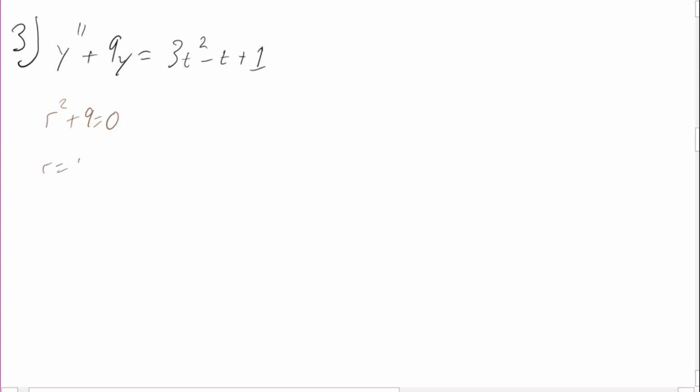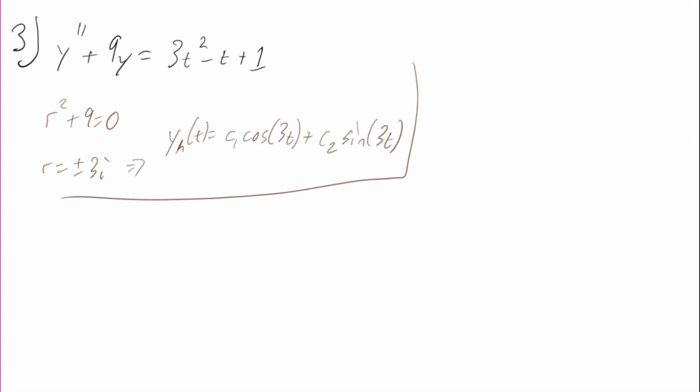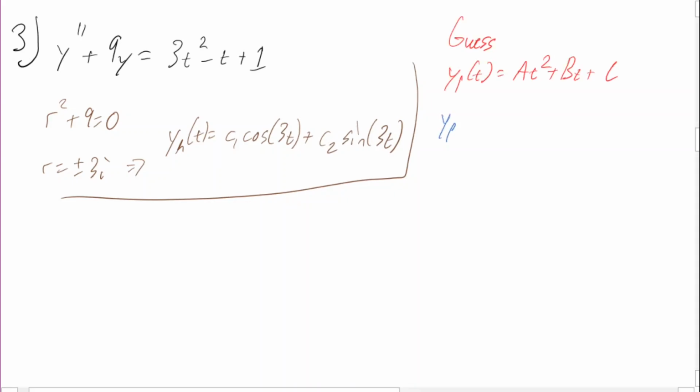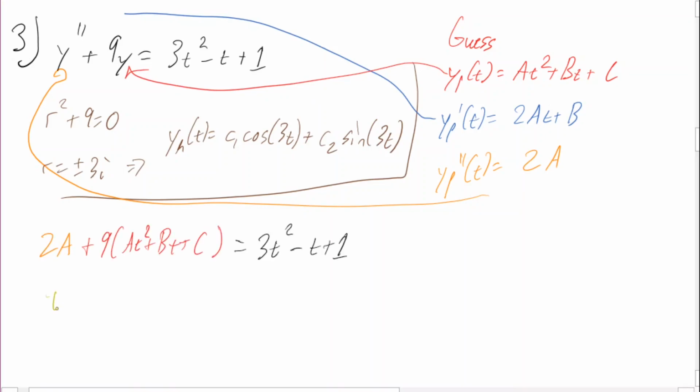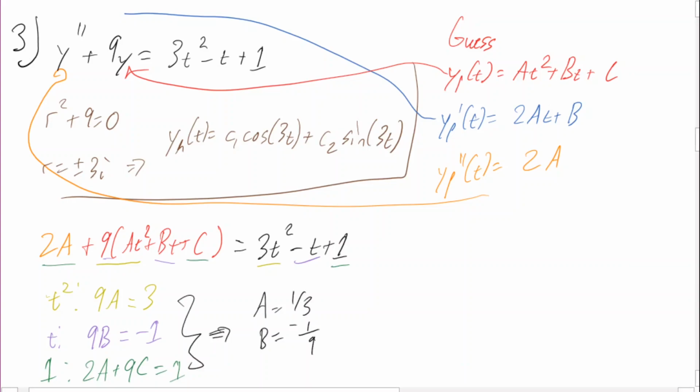Before moving on to even more complicated examples, I wanted to do one with a different homogeneous part. So on this one, y double prime plus 9y equals some polynomial, 3t squared minus t plus 1. Again, we could solve for the homogeneous part, which isn't too bad. And then we want to guess a general polynomial of degree 2, compute its derivatives, plug it back into the ODE, and then using the equations that we get from that, solve for what the polynomial has to be, and then put it back together to get the general solution.